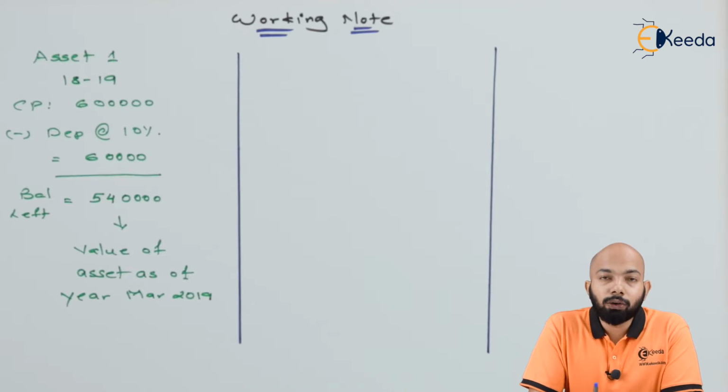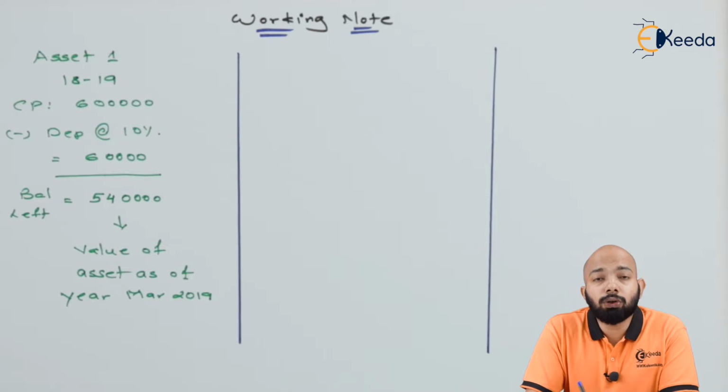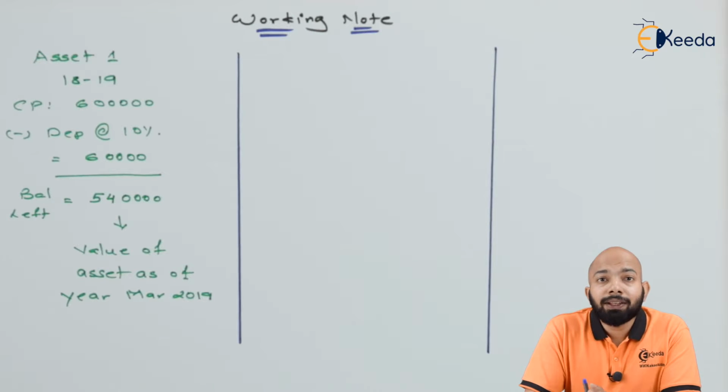So we have prepared the working note for the first asset, that means asset number 1. On April 1st, this asset was procured, and we have to calculate the value of this asset as of 31st March 2019. So in the 18-19 year, on 1st of April 2018, we procured this asset, and this asset was with us until 31st March 2019. That means it has been used for 12 months straight out.